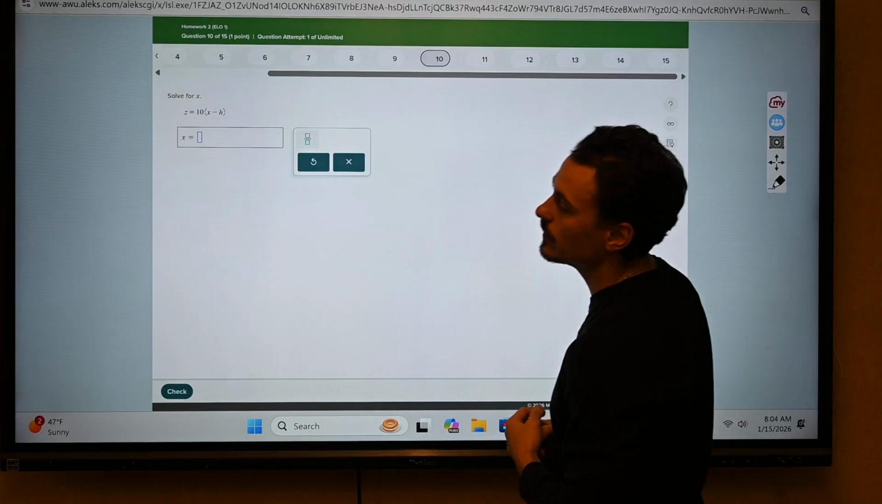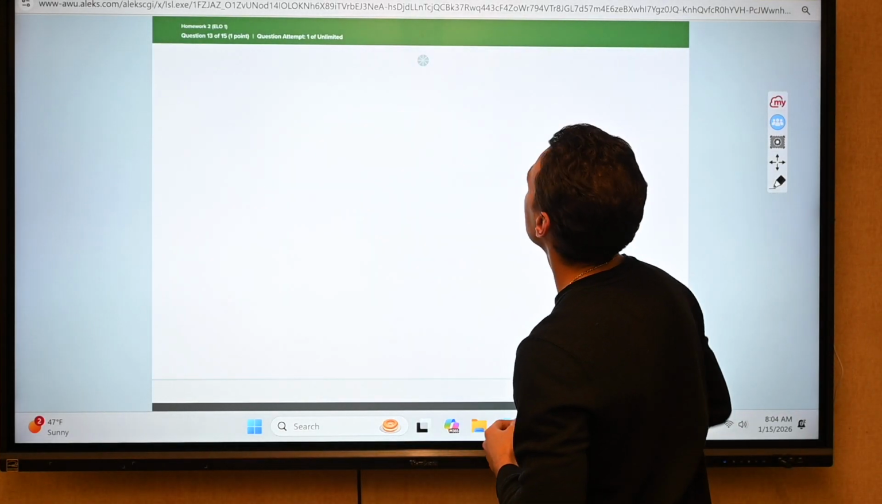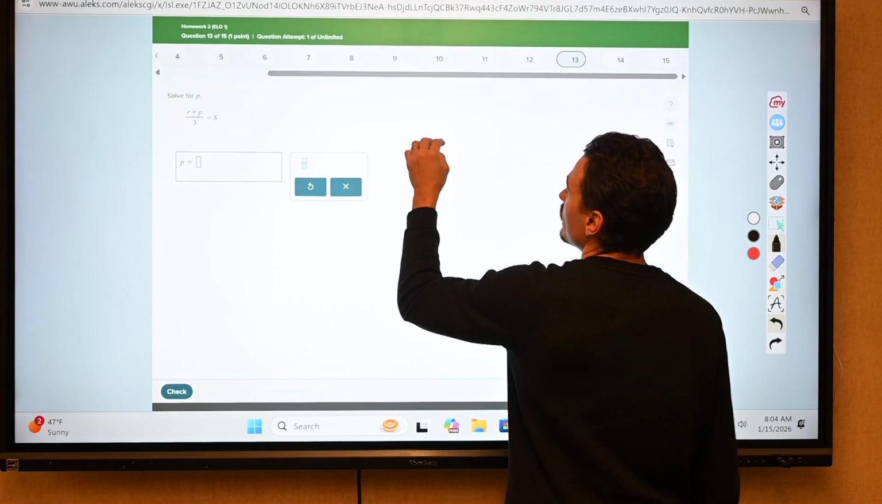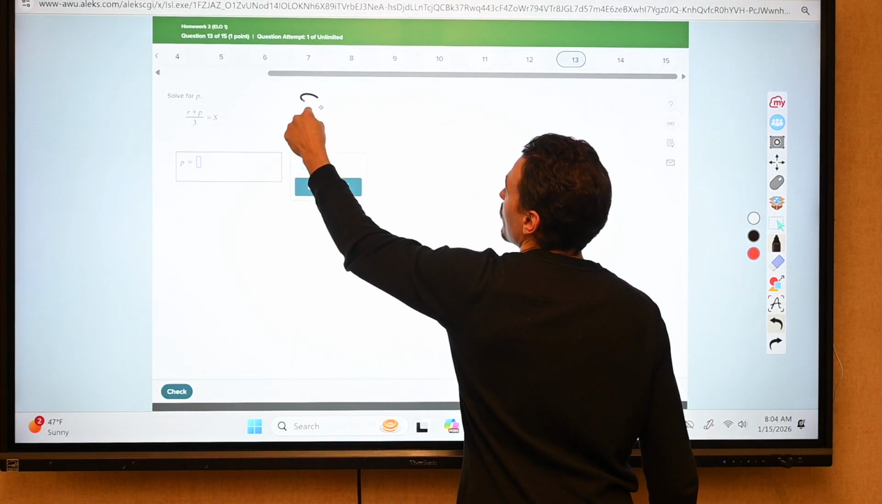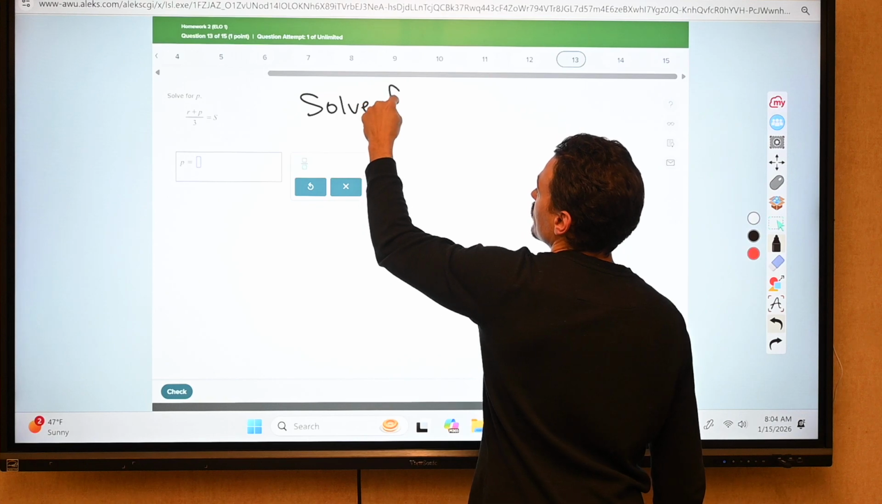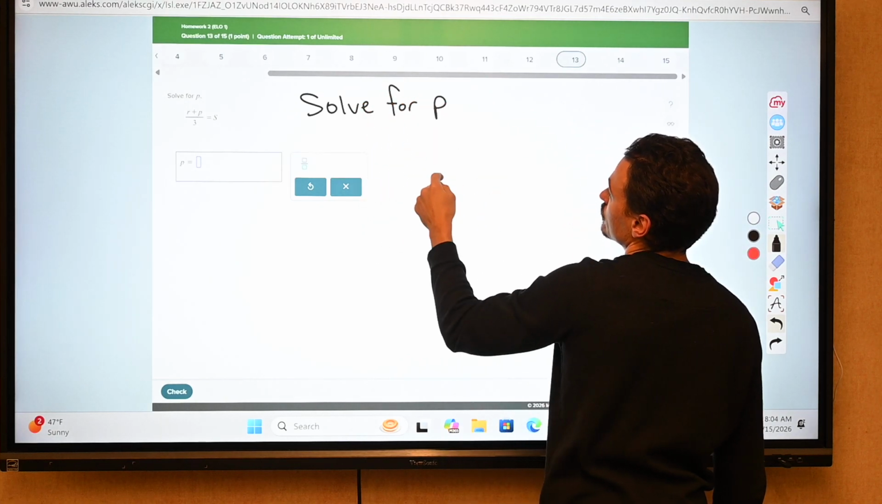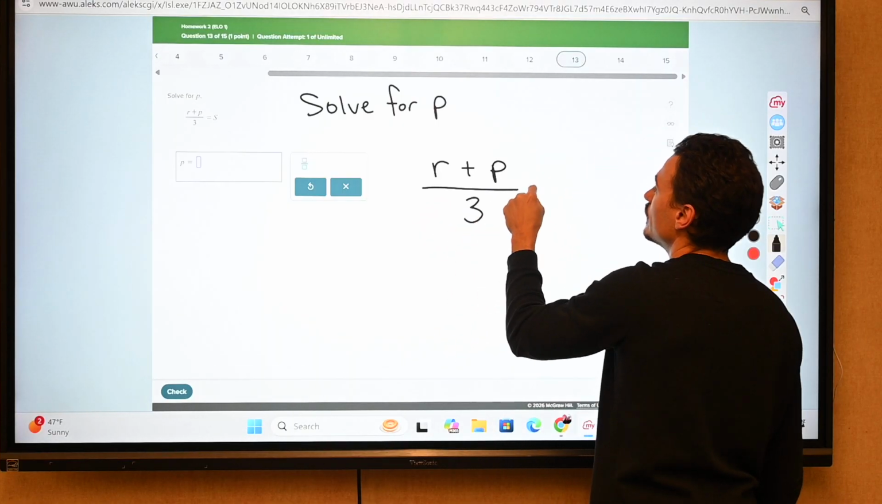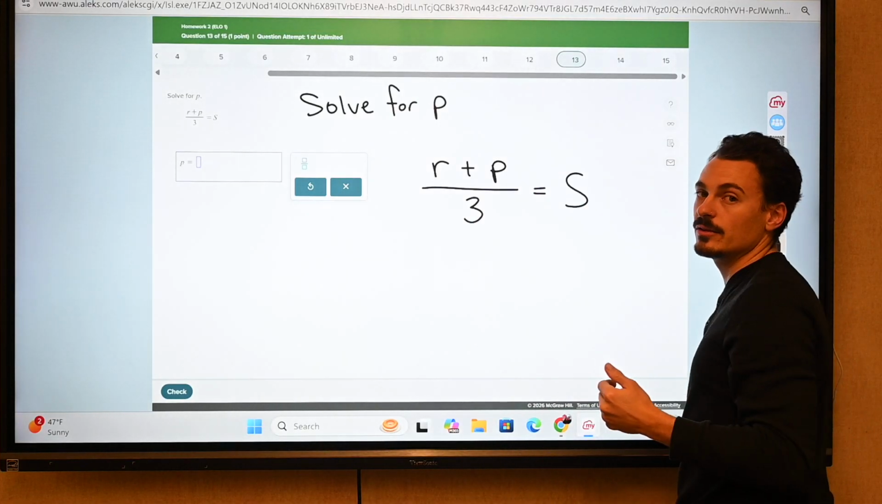All right, last one, number 13. Okay, so now we have fractions. Oh boy. Now we have fractions. So we're going to solve for p. We have r plus p over 3 equals s. And our desired variable is p.